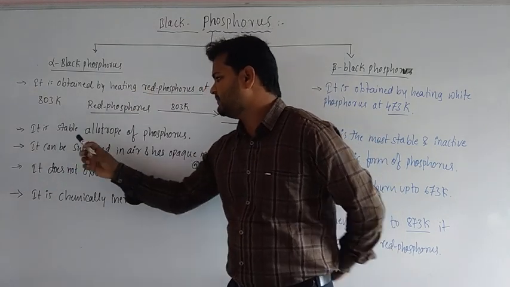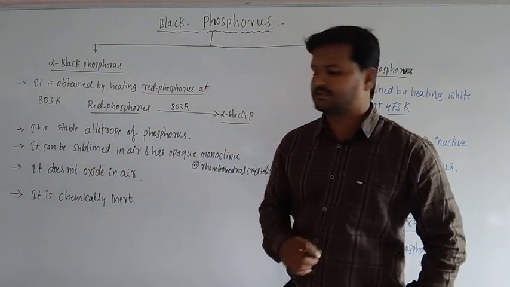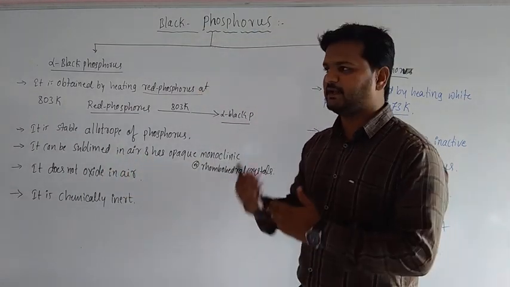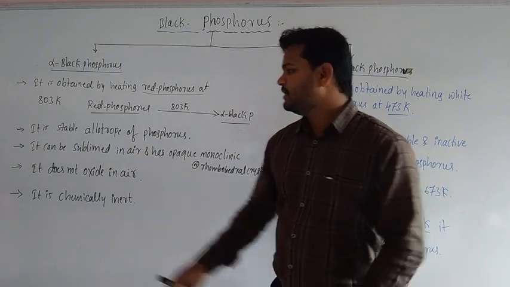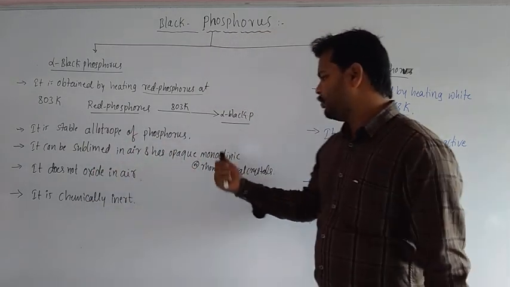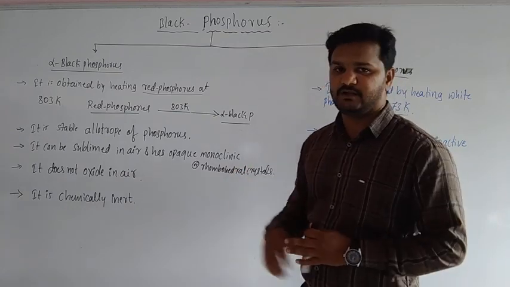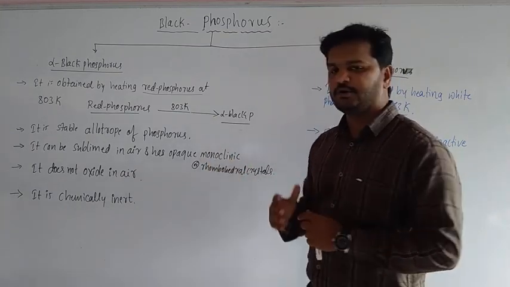So here, students, there are some properties of alpha black phosphorus. First one, it is a stable allotropic form of phosphorus. Second, it can be sublimed in air. Sublime means it can convert from solid into gas. It has opaque monoclinic and rhombohedral crystals. It contains two different opaque crystals, monoclinic and rhombohedral.